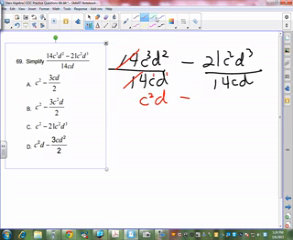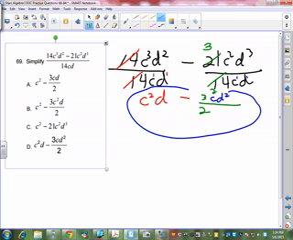Here, this fraction can be reduced. 21 and 14 have 7 in common. 7 goes into 21 3 times. It goes into 14 2 times. Same thing. We are dividing like bases, so we can subtract the exponents. For C, dividing like bases, subtract the exponents, that would be D squared. Okay, and so that is our answer, and that is D.